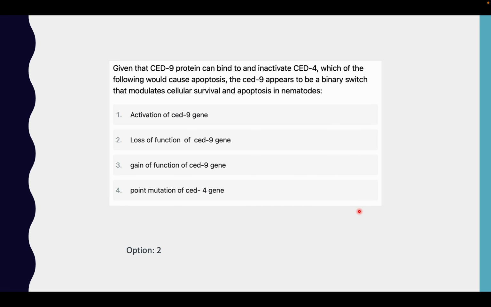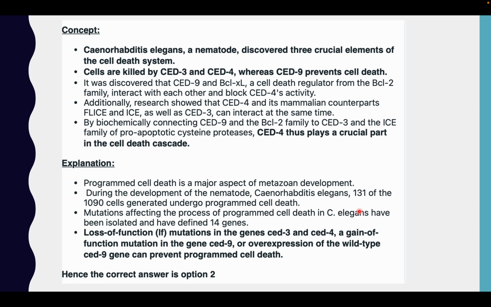So to be clear about this concept, here we are talking about Caenorhabditis elegans, that is C. elegans. It is a nematode that discovered three crucial elements of the cell death system. Cells are killed by CED3 and 4, whereas CED9 will prevent cell death, as it prevents apoptosis. It was discovered that CED9 and BCL-XL, which is a cell death regulator from the BCL2 family, interact with each other and block CED4 activity.